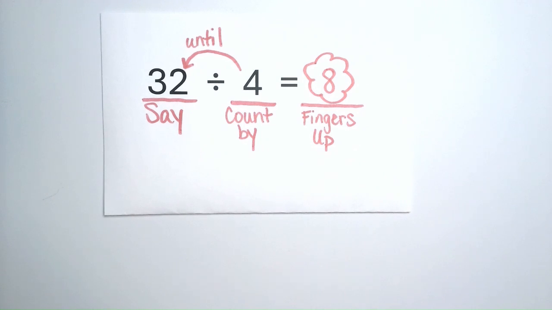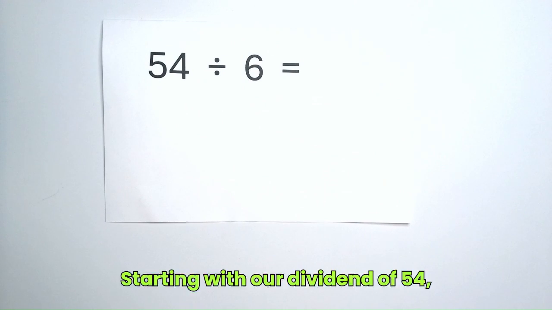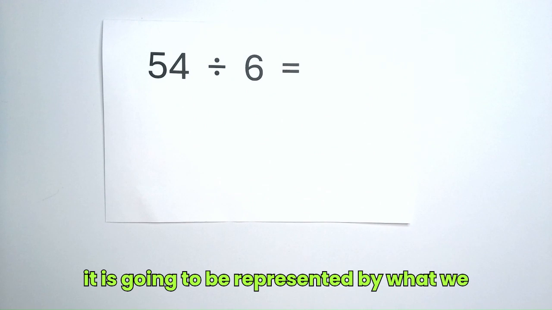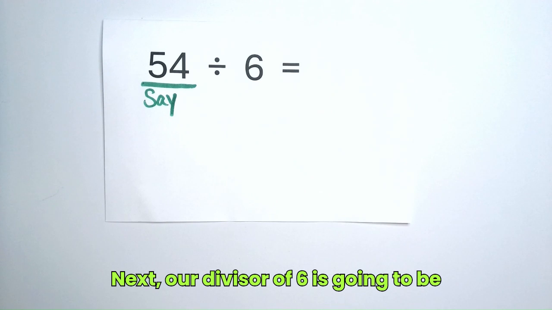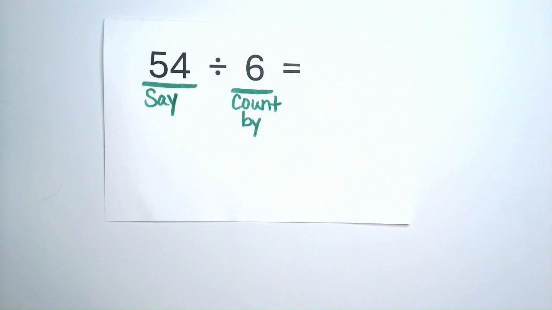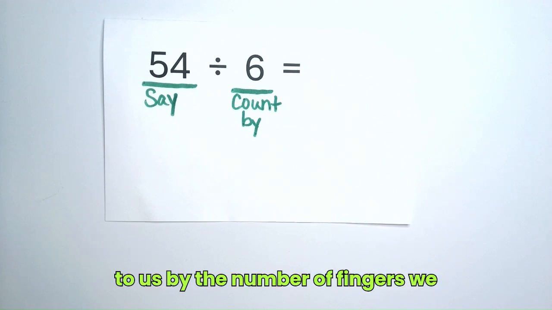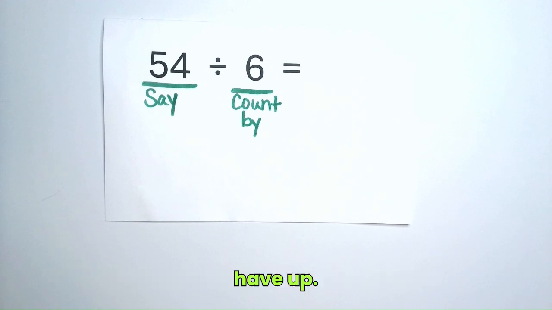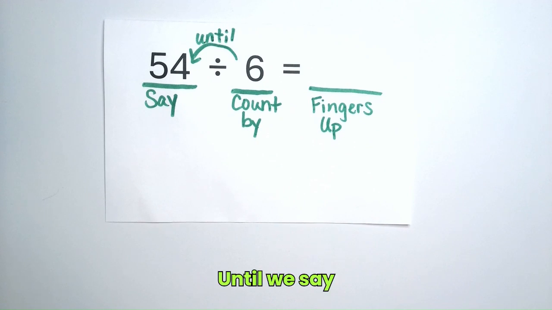Let's try another one. We have 54 divided by 6. Starting with our dividend of 54, it is going to be represented by what we say. Next, our divisor of 6 is going to be represented by our skip counting song of 6s. Lastly, our quotient will be revealed to us by the number of fingers we have up. So we are going to count by 6 until we say 54.